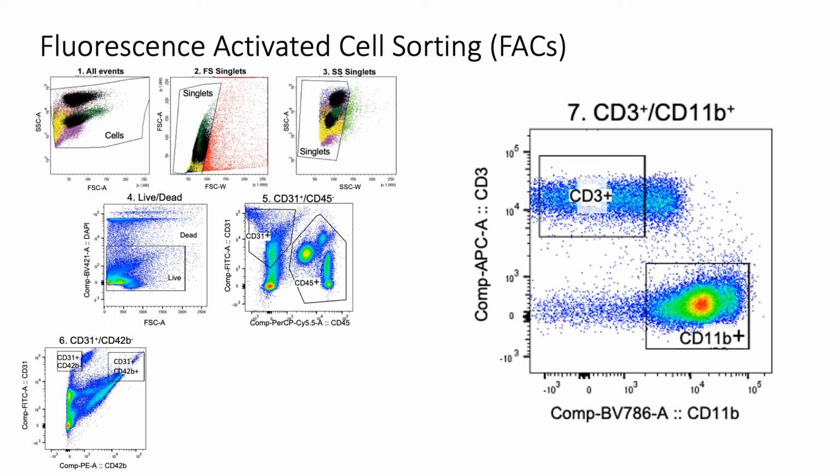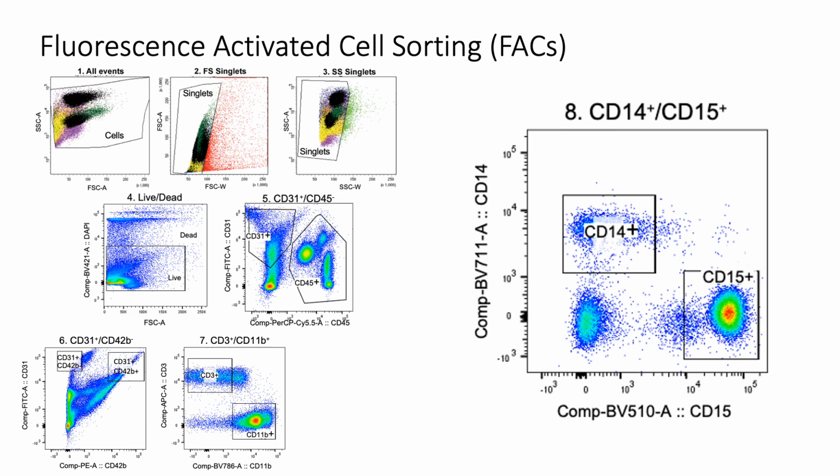We then further gate off the CD45 positive cells into CD3 positive, which are T cells, and CD11B positive, which are macrophages. We then further gate off the macrophages into CD14 positive, which are monocytes, and CD15 positive, which are granulocytes.